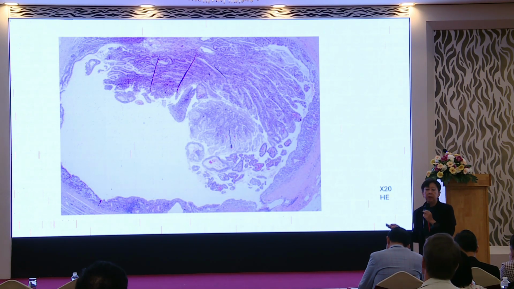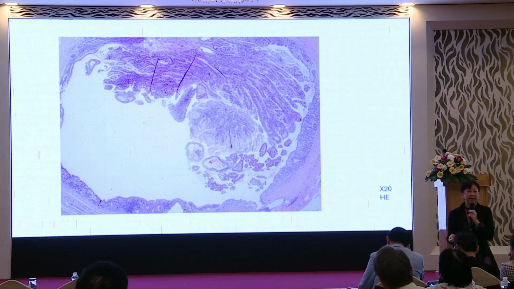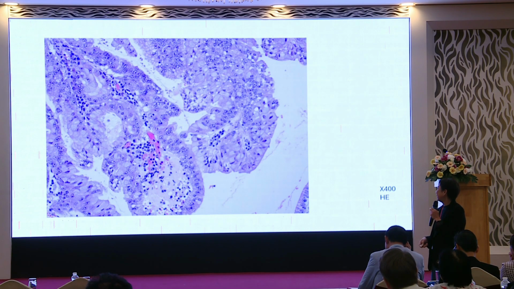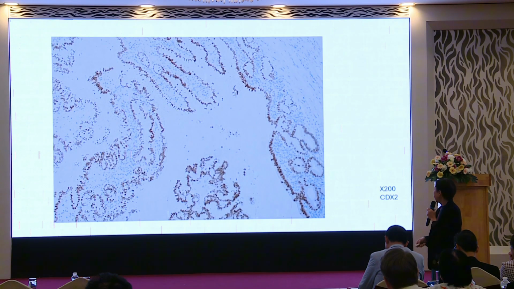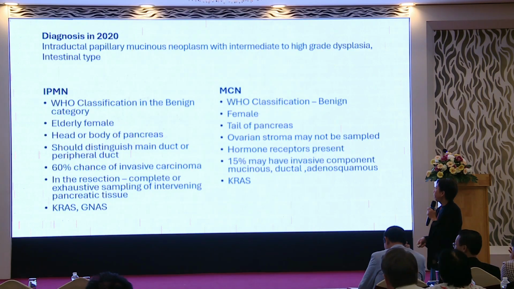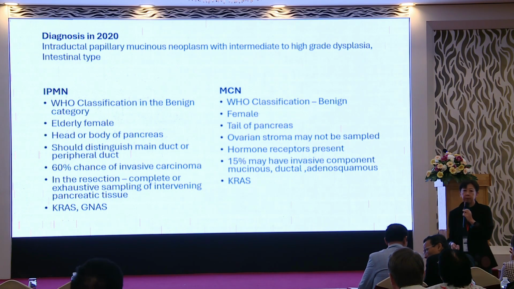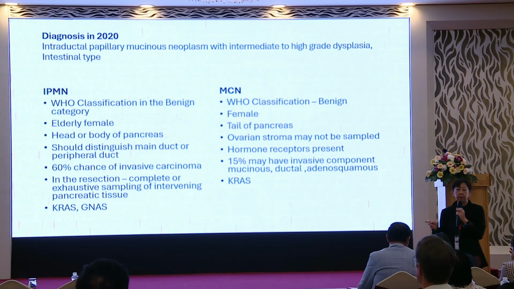So this is the tumor from that patient. Very pretty case. Cytology was not so pretty. CDX2, intestinal type. So intraductal papillary mucinous neoplasm, and then depending on the histology, whether or not we find the patient. But on cytology, we stop there because we cannot see.